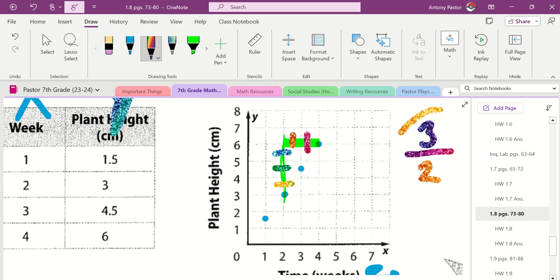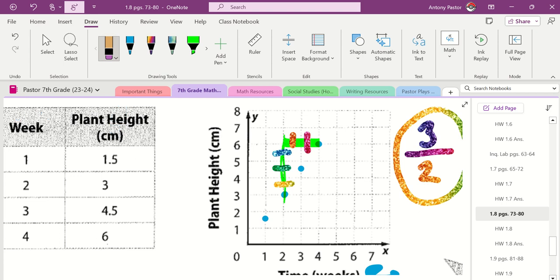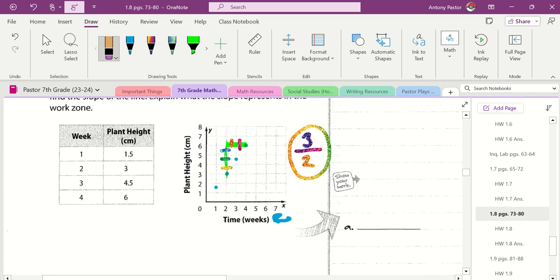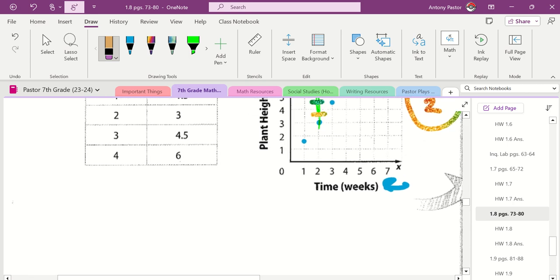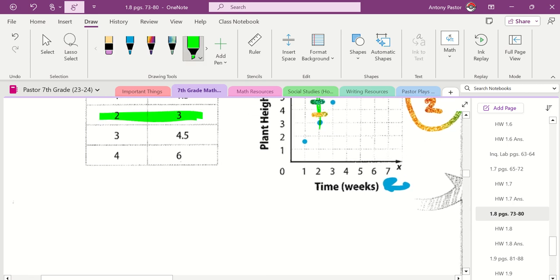So my slope should be 3 over 2. I went up 3 and over 2. 3 over 2. Now let's see if we got that correct. Oh, we don't have an answer. But that's what it should be. If we wanted to double check, we could use these points. We're going to use these points again.